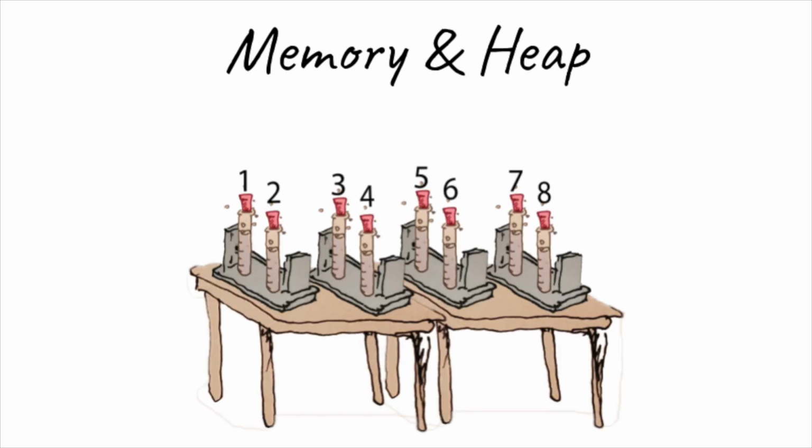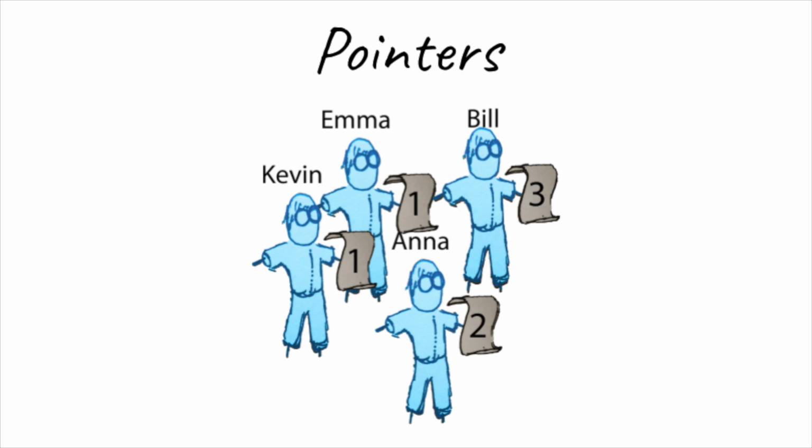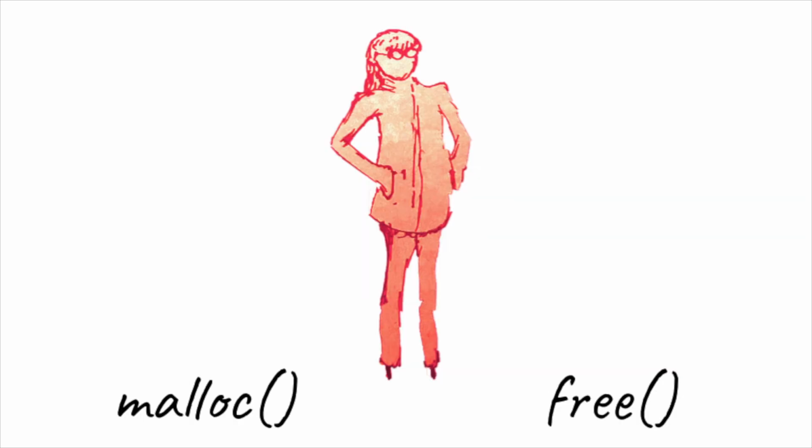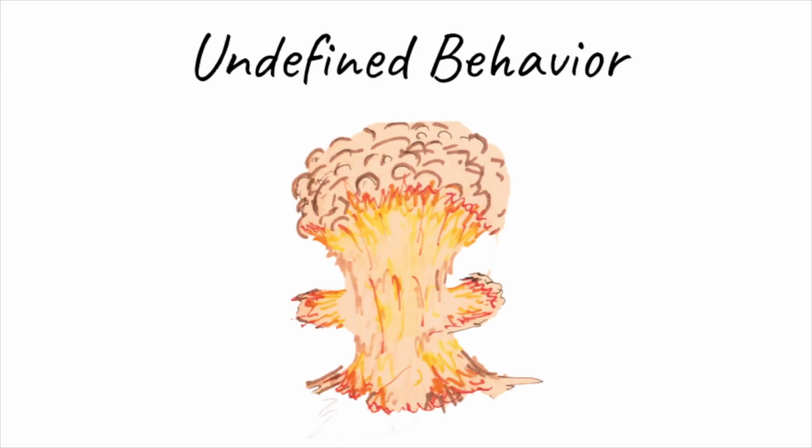Each block of memory is represented by a test tube. For simplicity, we don't care about the size of the memory represented by each one. Thus, the heap, which is the region of allocated memory, is represented by a long rack where each test tube is at a fixed location. Pointer variables are represented by the students. Pointers themselves, or addresses in memory, are represented by the permission slips that they're granted. This means that aliasing is represented by multiple students using the same test tube. A program is represented by a group of students, while malloc and free are represented by the teacher. And finally, undefined behavior is represented by an explosion.